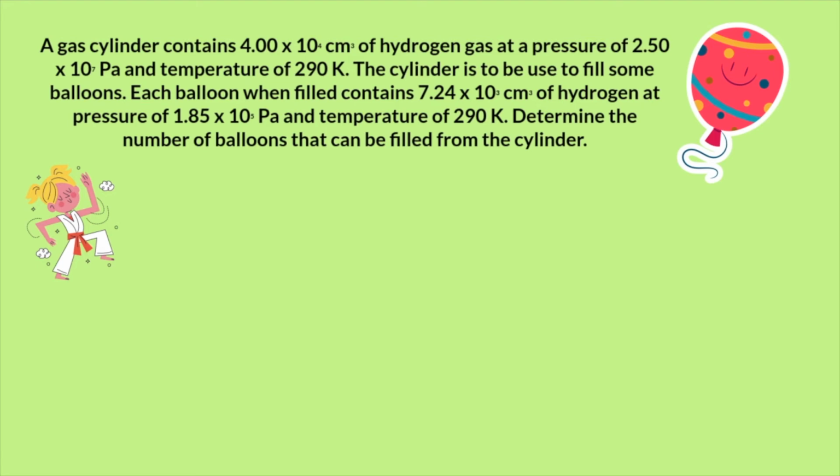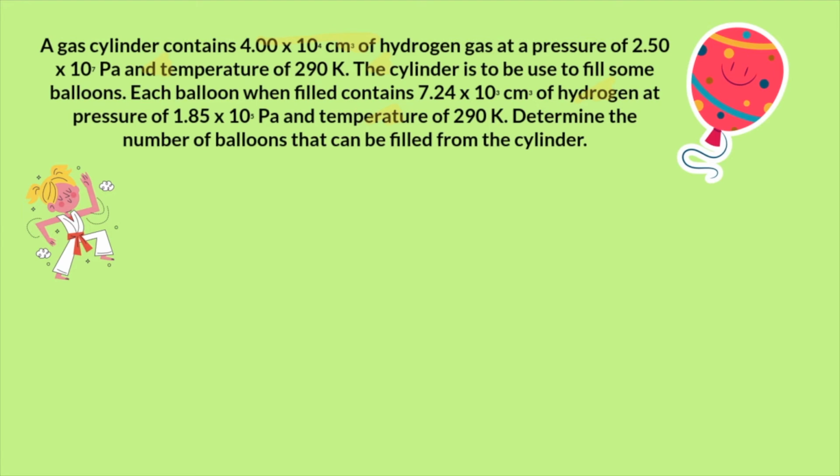In this type of question, the first thing that you need to do is look at all the units that are given to you. The units here are centimeter cube, Pascal and Kelvin. The Kelvin part is okay, but for the centimeter cube and the Pascal, you need to make sure that you convert all these units into the proper units, which are liter and ATM.